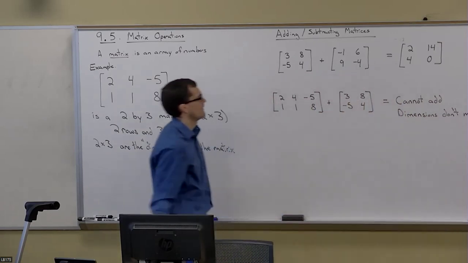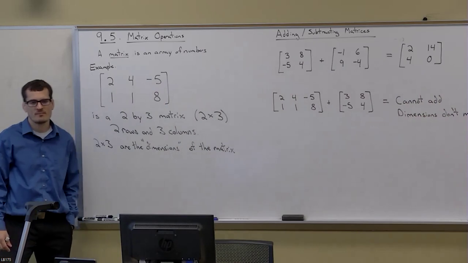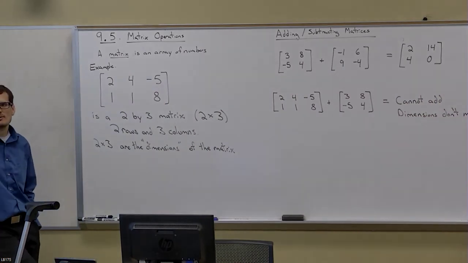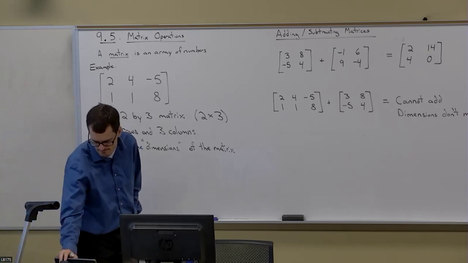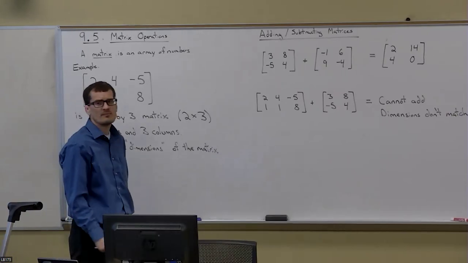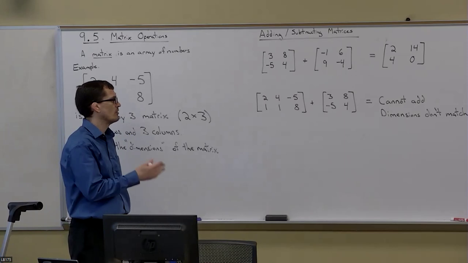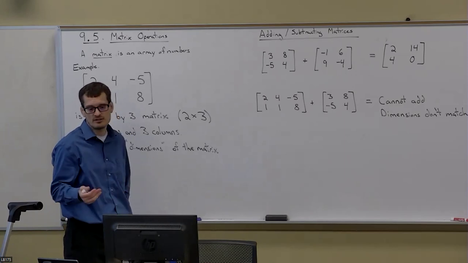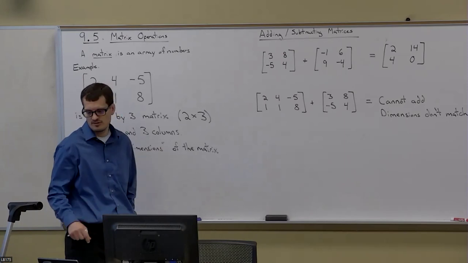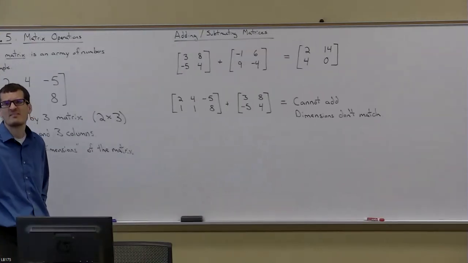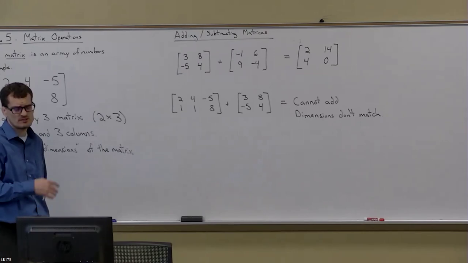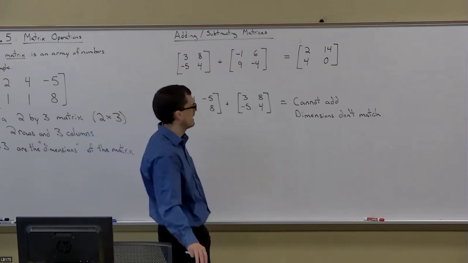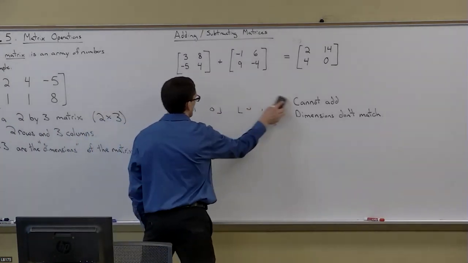One's 2 by 3, the other is a 2 by 2. So if the dimensions match up, my addition is just entry-wise. If the dimensions don't match up, then I just can't add. The sum there doesn't exist. All right. Any questions about that? It's pretty straightforward. So only add if the dimensions match up.